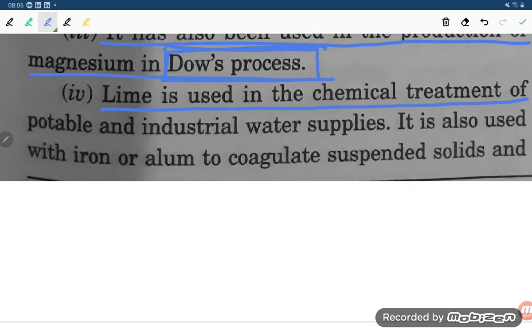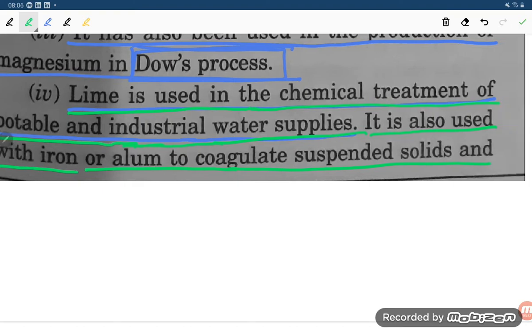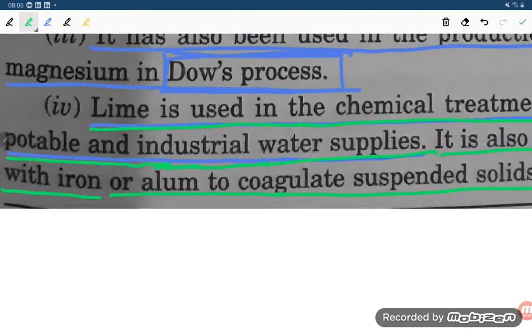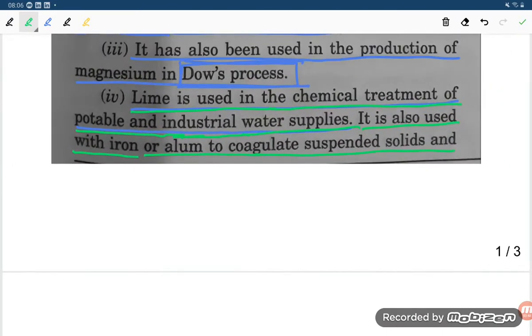Lime is used in the chemical treatment of industrial water supplies. It is also used with iron or alum to coagulate suspended solids. You can see that its use is very high, student. To coagulate suspended solids we use lime along with iron or alum.